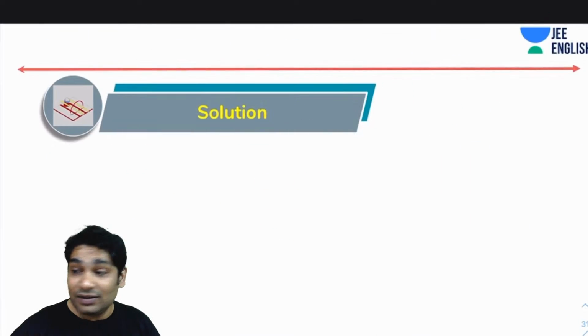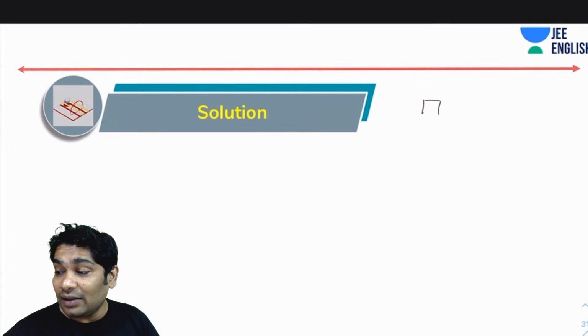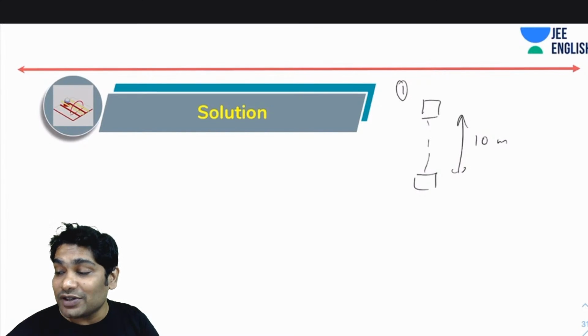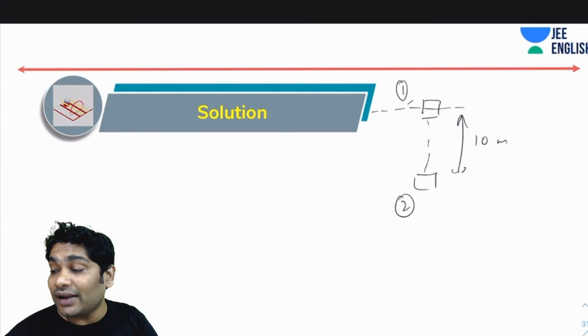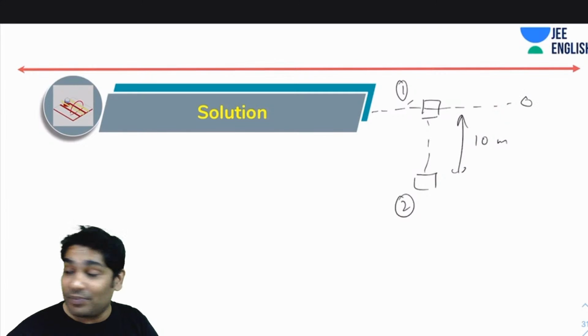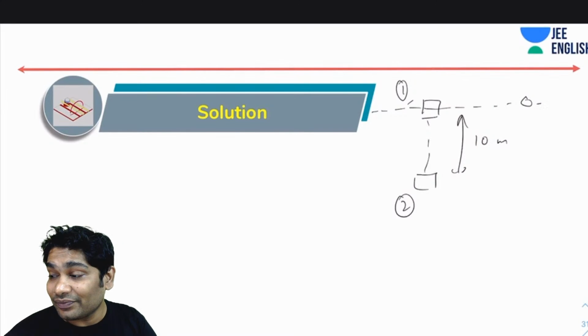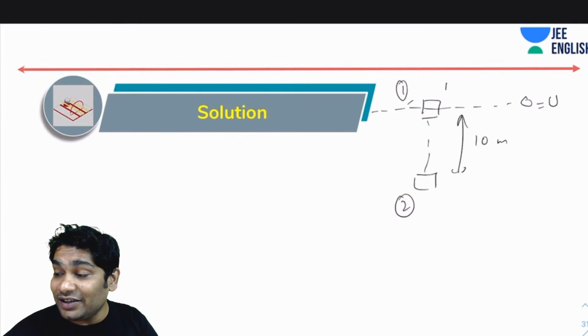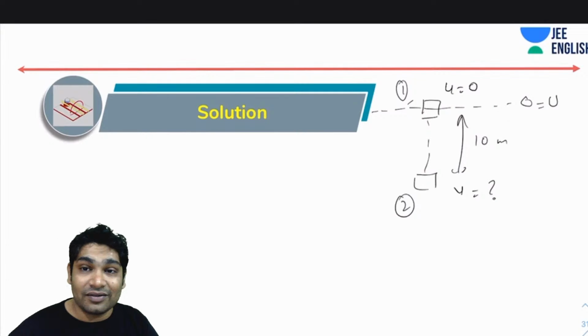This is simple. So you've been told that a block is dropped from a height of 10 meters. You take this as position 1, you take this as position 2, and now I can take this as my reference point, the U equals 0 point. Initially U is 0. Finally, whatever is v, that is what we are interested in finding out.